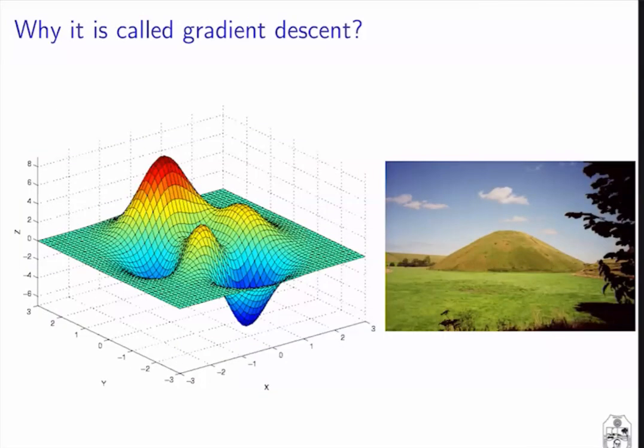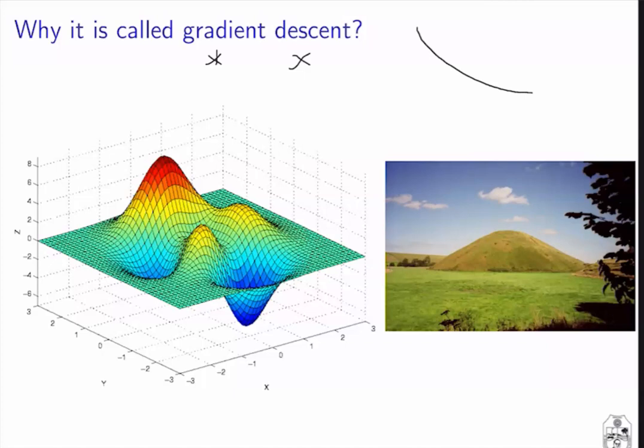Now, why is it called the gradient descent algorithm? Let me split this term into two components. One is the gradient component and the other is the descent component. Descent means coming from the top position to the lowermost position.